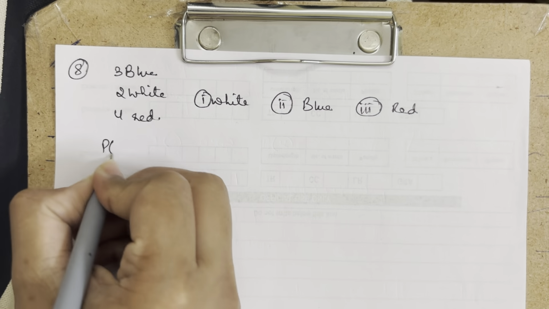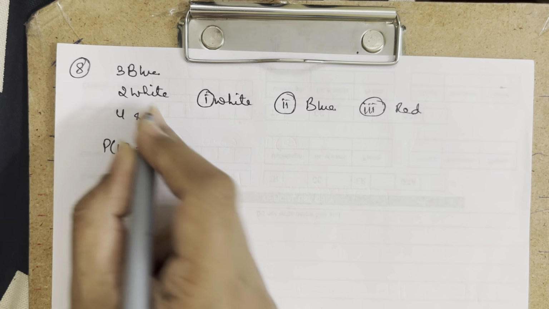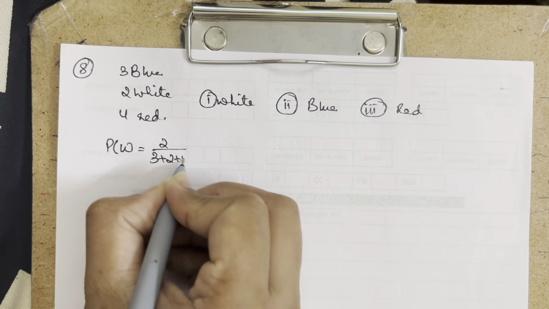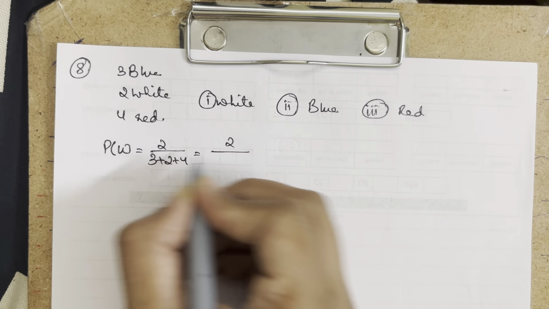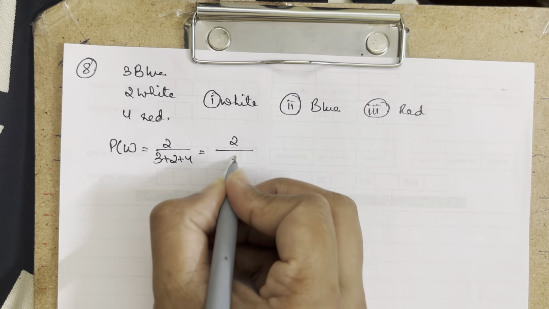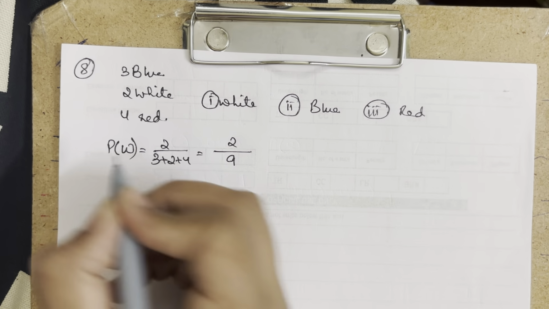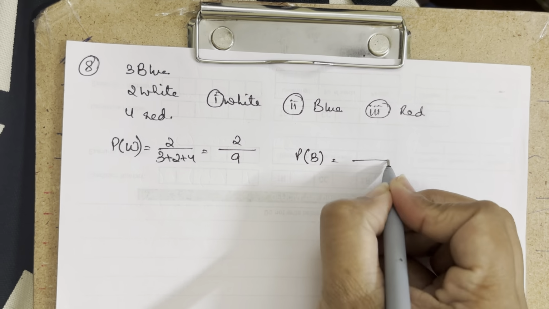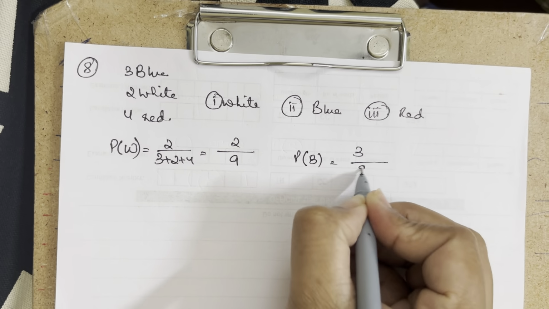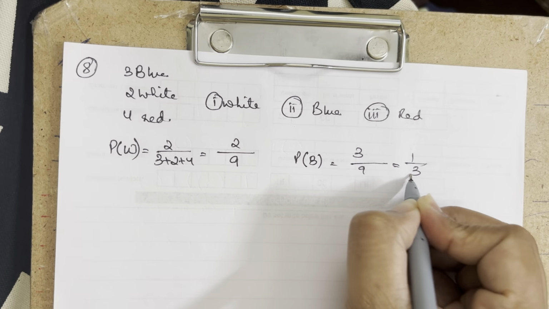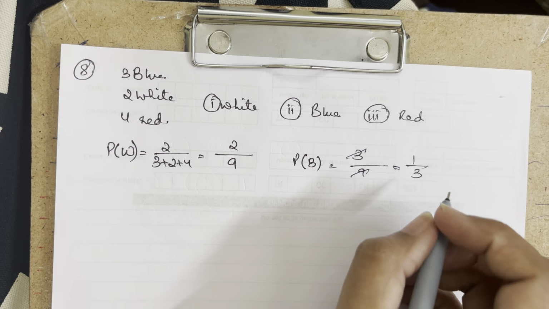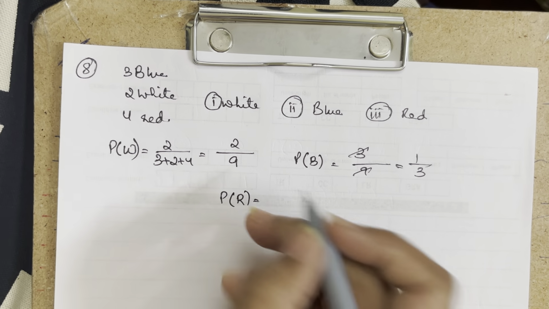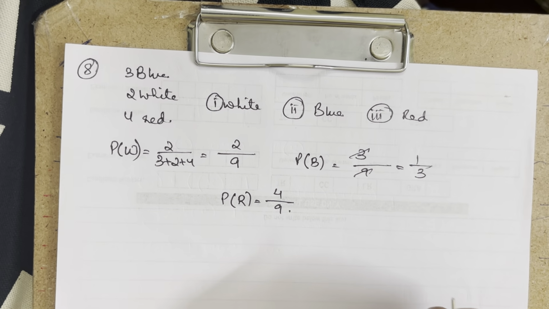So how do I calculate this? The probability of the white marbles is equal to favorable, that is 2, upon the total, that is 3 plus 2 plus 4, which is equal to 2 upon 9. Likewise, the probability of blue is 3 upon 9, which becomes 1 upon 3 if I want to reduce it. And the probability of red is equal to, how many reds do I have? 4. 4 upon 9 is what I have for this one.